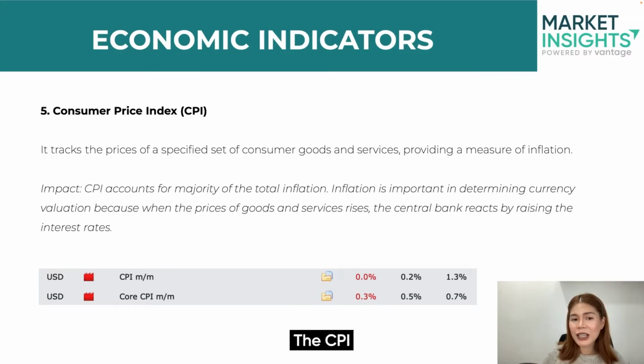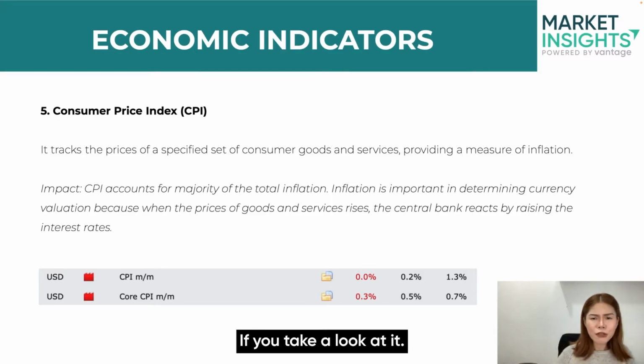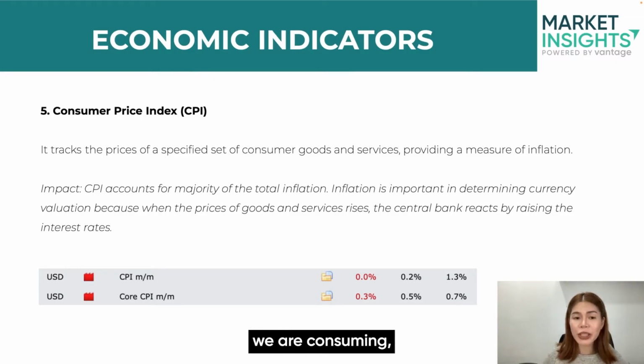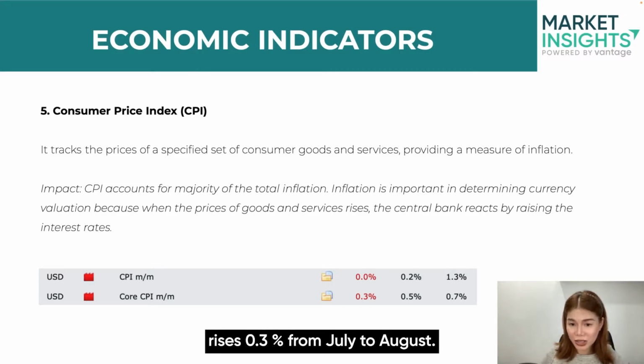Why is it that the CPI is still red despite it being 0.3? Because the actual is worse than the forecast. Still, if you take a look at it, it still grew 0.3% higher this month. Therefore, the essential goods and services that we are consuming rose 0.3% from July to August. But there is no visible change on the price on general or the headline CPI.